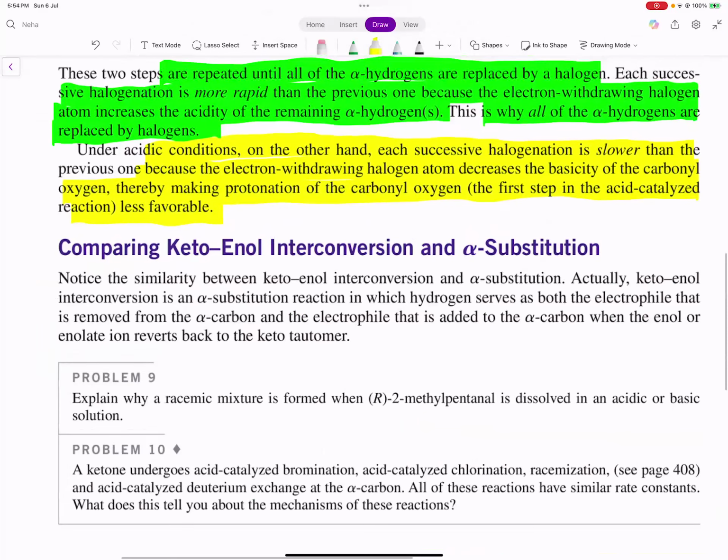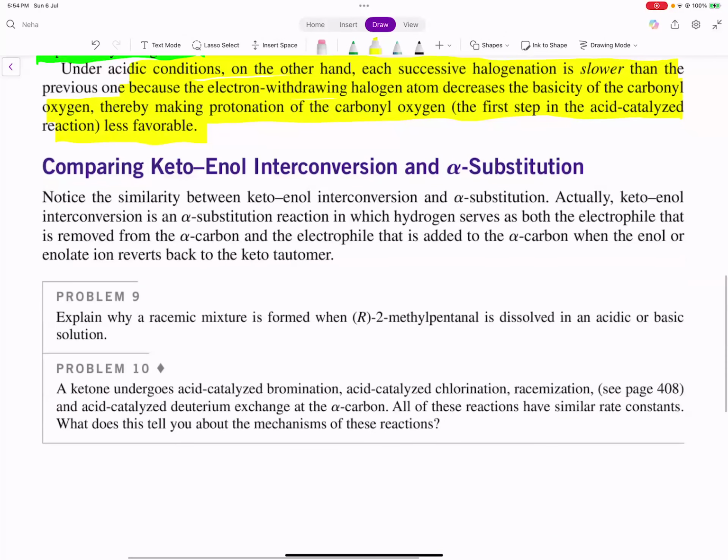But first, do problem 9, and problem 10 also try. Or you can leave problem 10 because we have not covered the kinetics, but still try if you can.